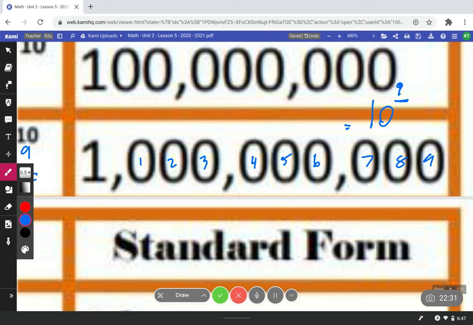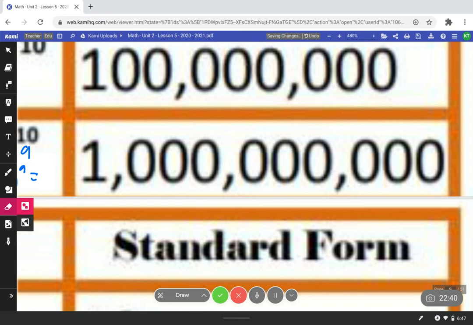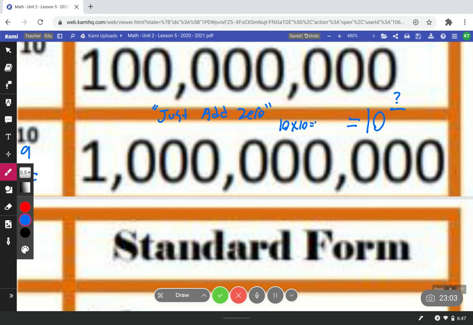Now, a mistake that many scholars make when first being introduced to powers of 10, and they are asked to figure out 10 to the power of what, is to use the "just add 0" method, because they're told growing up, when you do 10 times 10, you just add a 0. But that's not exactly true. We're not just adding a 0. We are increasing place values.